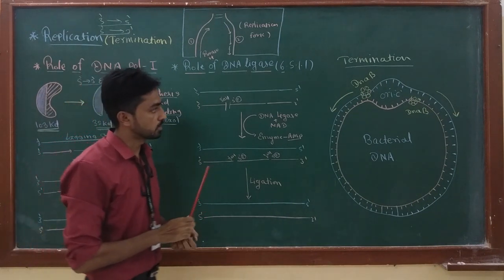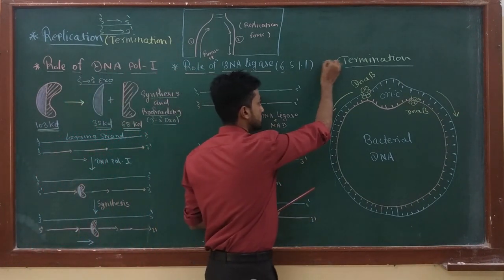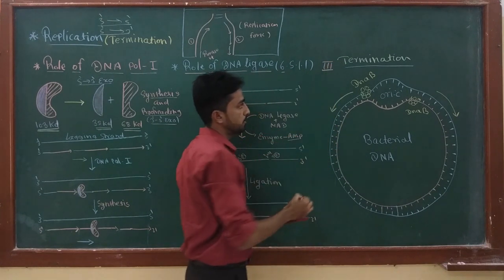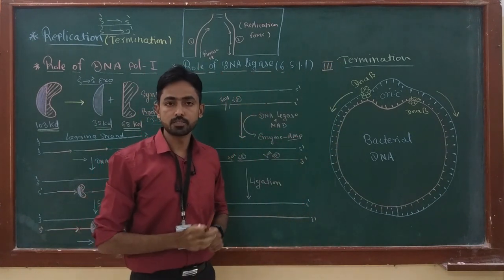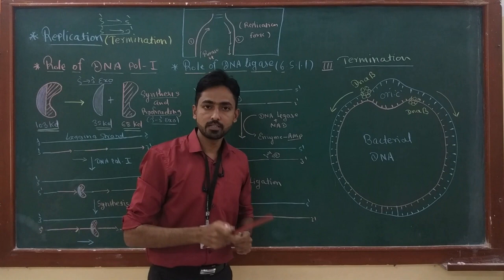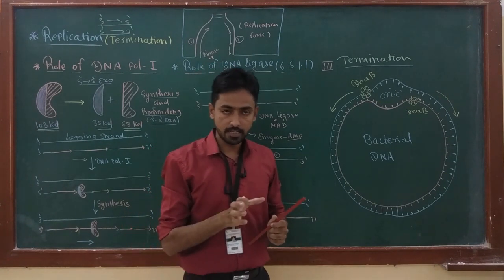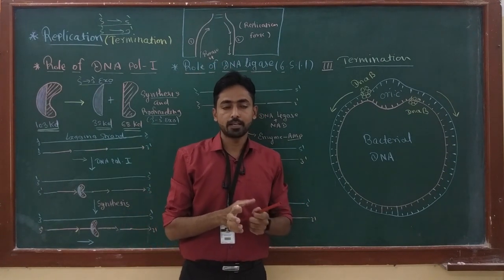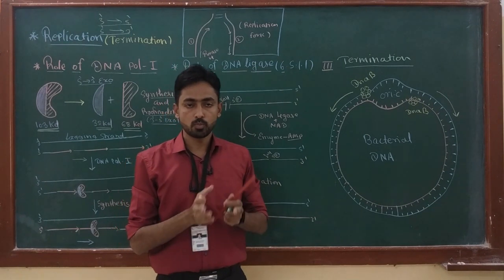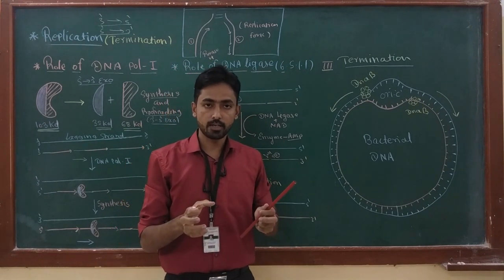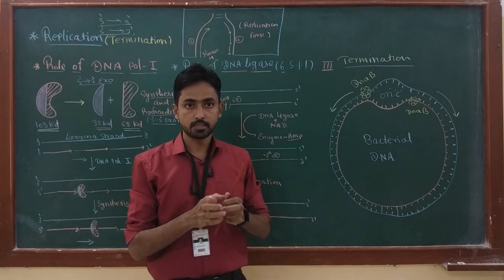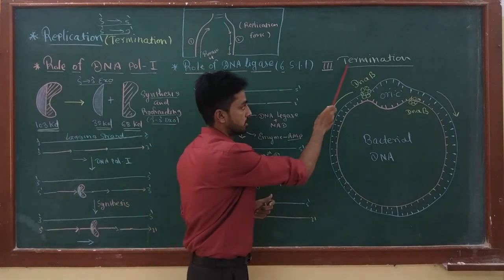Now I am going to shift towards the last and third stage of replication. It is termination. Why do we call it termination? Because this is the stage where the process of replication is stopped. Because one DNA has been converted into two daughter DNA, the replication process ends in termination.